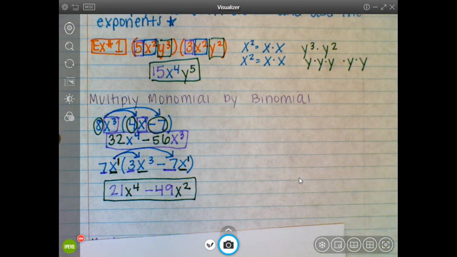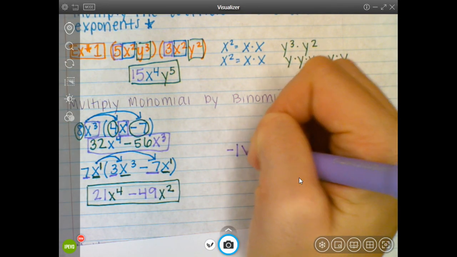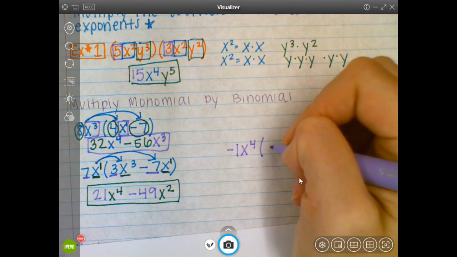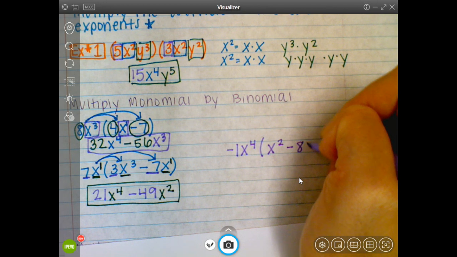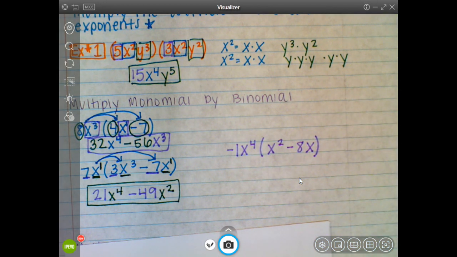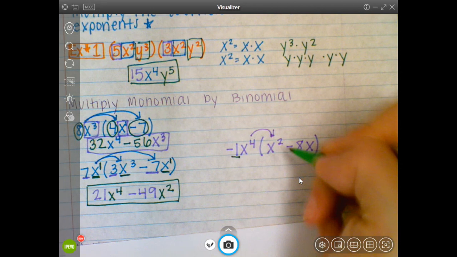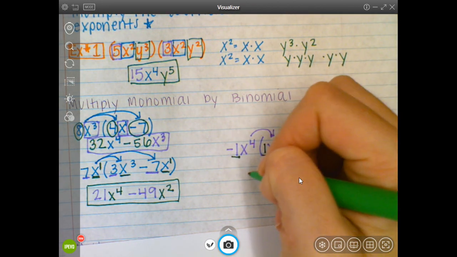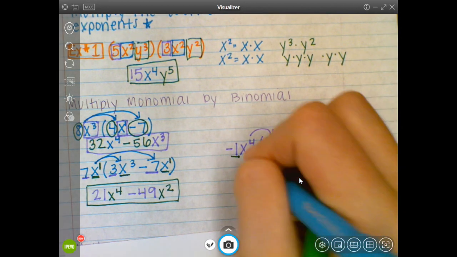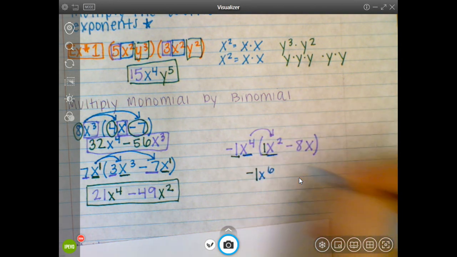Okay, let's do one more. Negative 1x to the fourth times x squared minus 8x. So we have to distribute here. Negative 1. Oh, there's no number there, that means it's a 1. So negative 1 times 1 is negative 1. X to the fourth times x squared is x to the sixth when you add them.